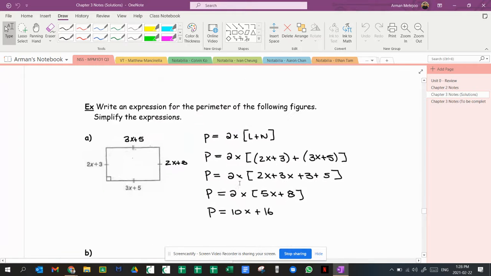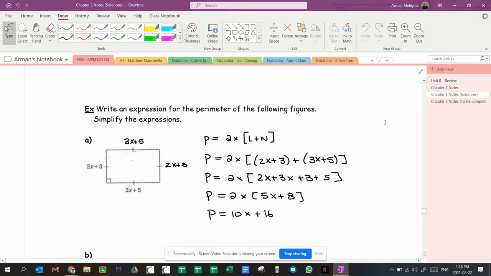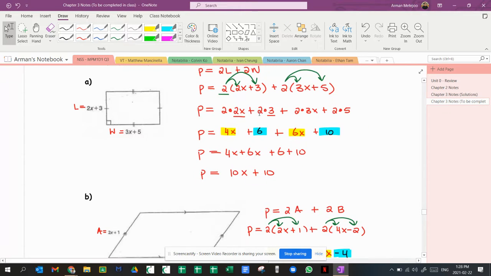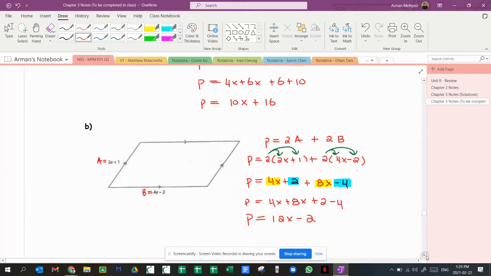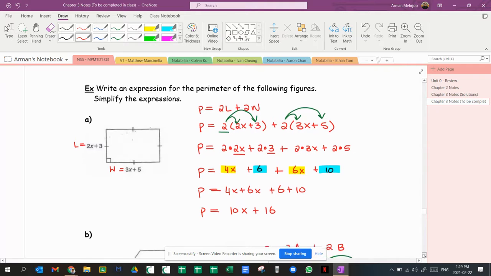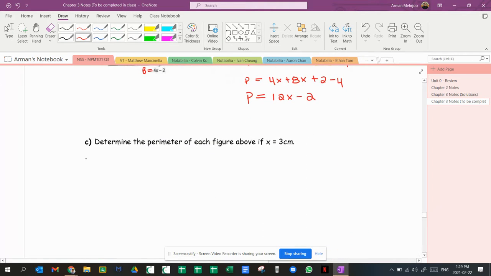It looks like I made a mistake in A. So let's just go back and check equation A. It says, oh yes, you see it? 4x plus 10x plus 6 plus 10. I wrote that my perimeter was 10x plus 10. My perimeter should actually be 10x plus 16. So I knew something was off about that. All right, good that we fixed it. So the perimeter of shape A is 10x plus 16.